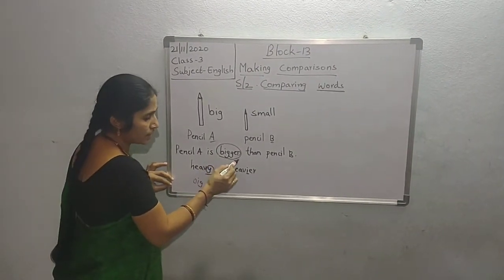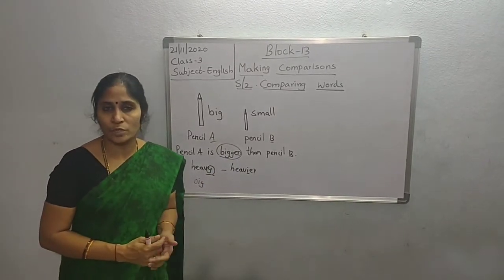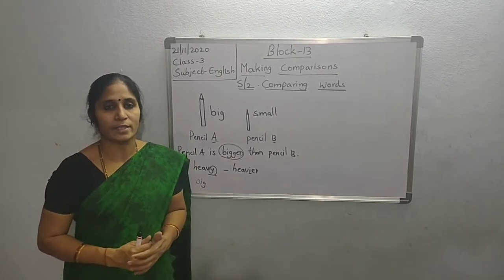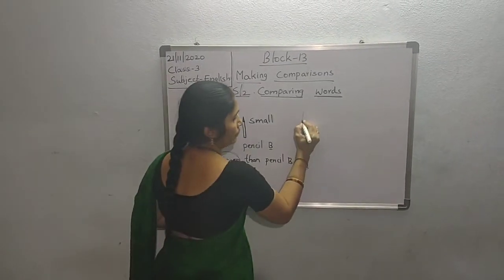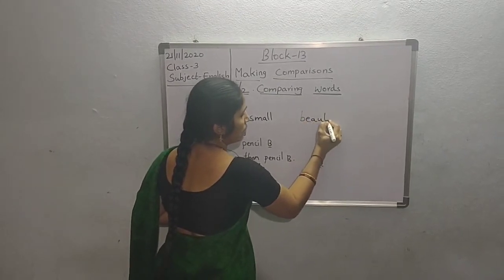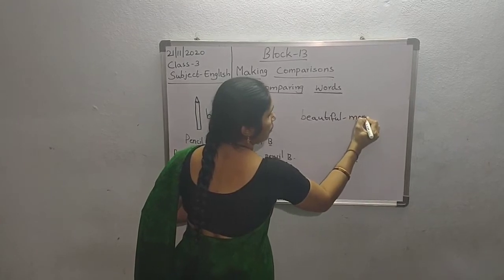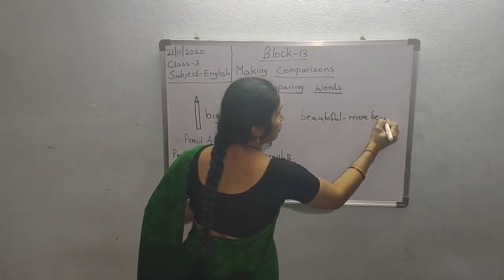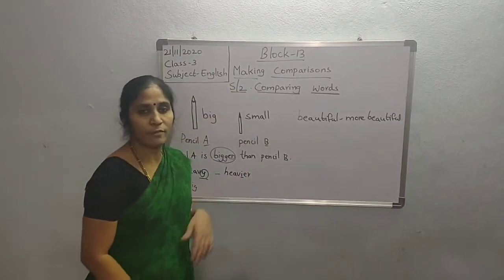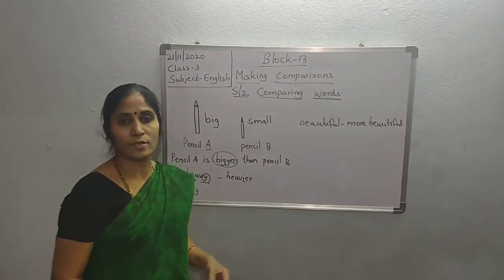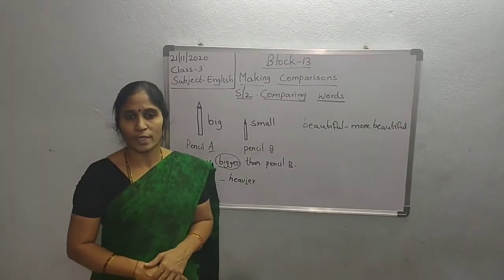Big, bigger. And sometimes we have long adjectives like beautiful, comfortable. They are long adjectives. For that, we should add more. Beautiful, more beautiful. Comfortable, more comfortable. Interesting, more interesting. Like that we should write, children. I hope you all understood.